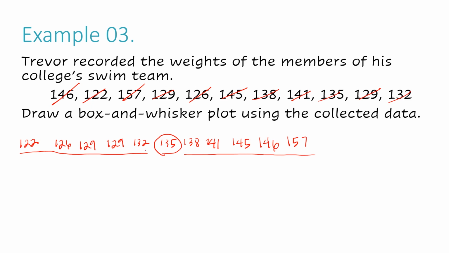All right. Now I'm going to calculate the median of the lower half of the data set. And the middle number here is 129. Now I'm going to calculate the median for the upper half of the data set. And here it's 145. You're probably noticing by now that calculating the median is a whole lot easier this time compared to the last example we did. And that's because this data set has an odd number in it.